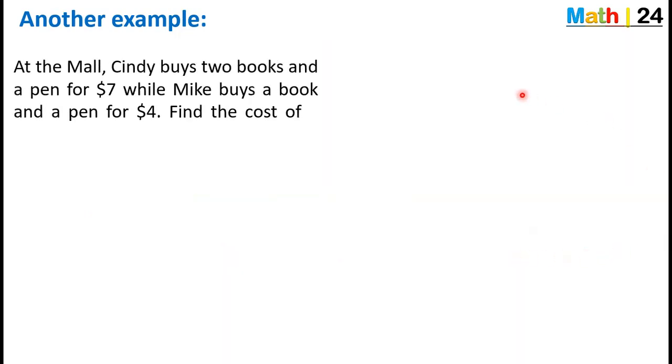Another example: Cynthia and Mike go to the mall. At the mall, Cynthia buys 2 books and a pen for $7, while Mike buys a book and a pen for $4. Find the cost of the pen and that of a book. English language is very important in this question. The two of them go to the mall, so we assume it's the same time. So inflation, economics, and other aspects do not have any impact because the shops are not different. So we assume that they're selling at the same prices. They buy the same items, but in different quantities.